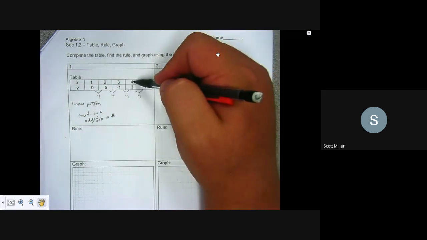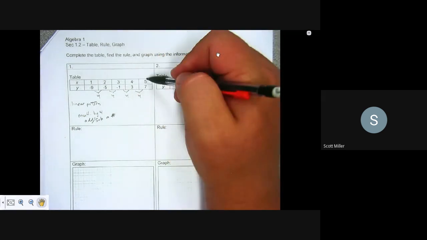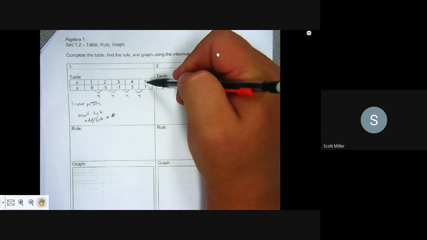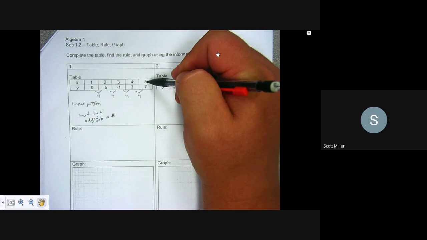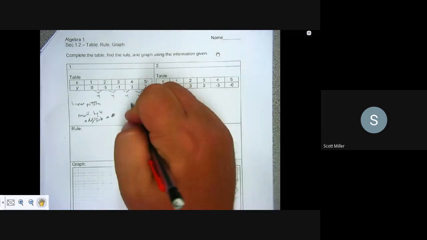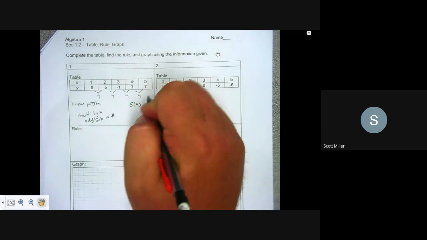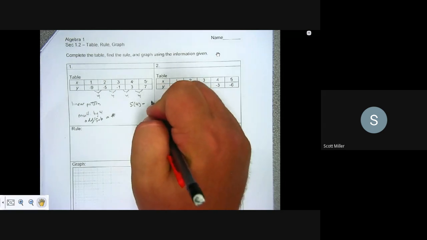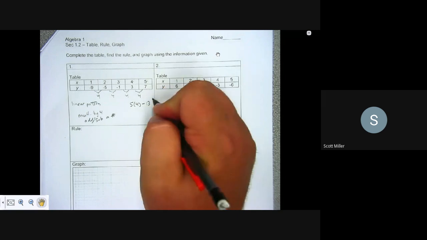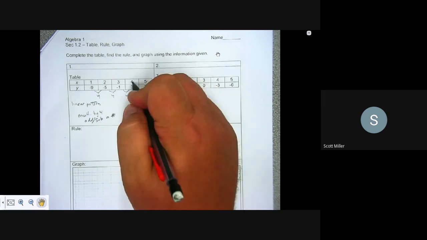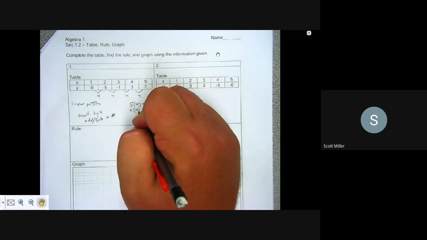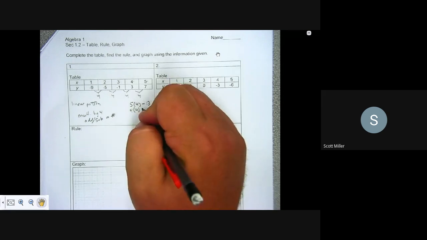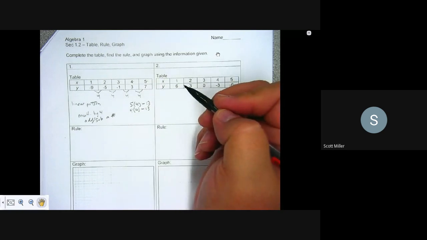So what do you guys think? Let's look at this. Can I find a rule here? So if I do this one, 5 times 4 is 20. And what do I have to subtract to get a 7? So 20 minus what is 7? 13. Let's try the 4. What's 4 times 4? That is 16. 16 minus what gives me a 3? 13. So it looks like that's what it is, correct?